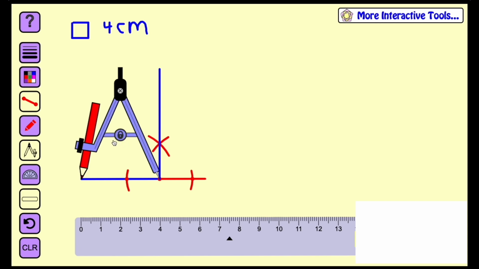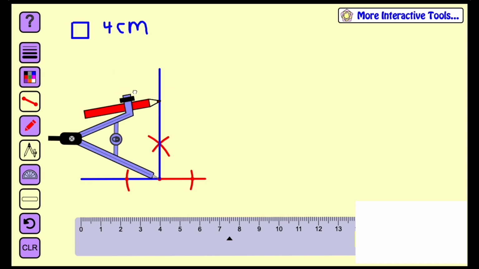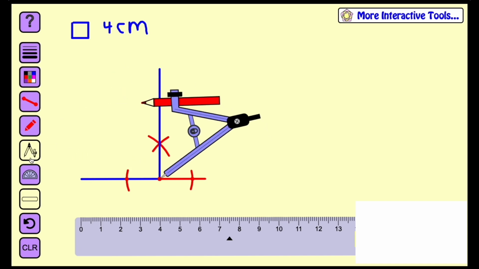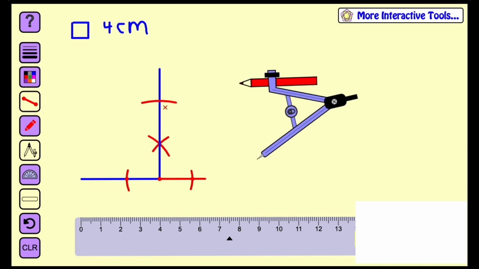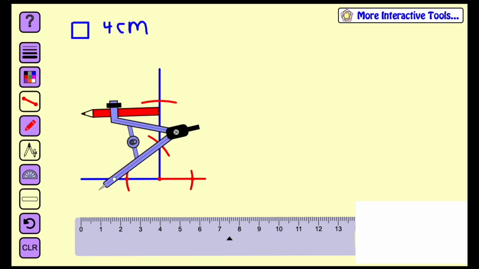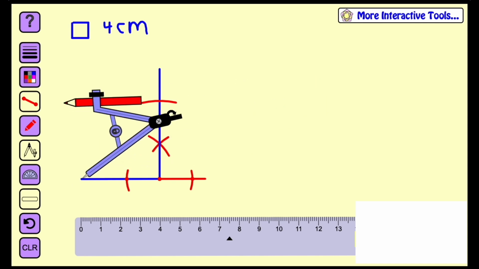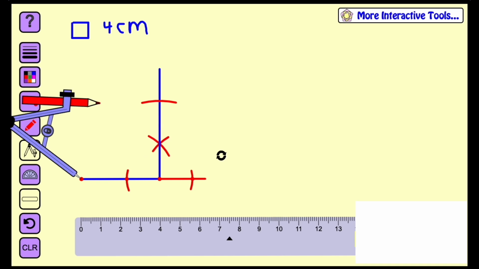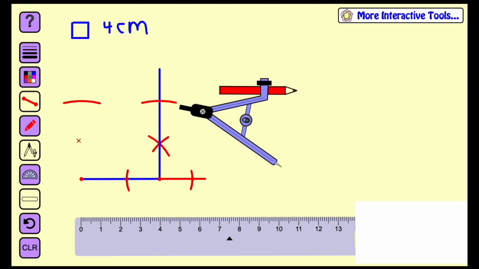Next, make the compass 4 centimeters long by using the original line segment that we made. With the point on the right-hand side, we're going to make an arc on the blue vertical line. This makes the side 4 centimeters long. Leaving the length of the compass the same, we're going to move it over to the left-hand side and create another arc. Now this distance that we just created is also 4 centimeters long.